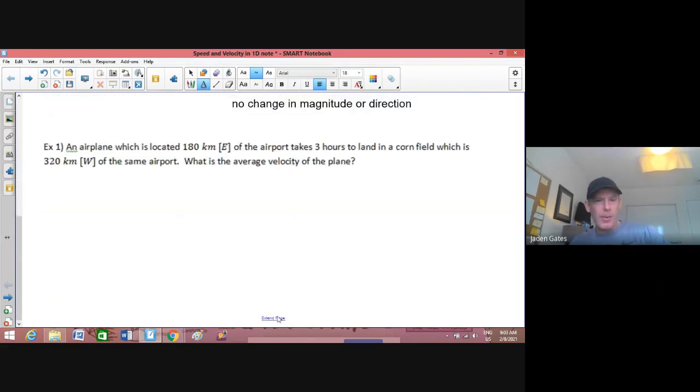So I have example one here. An airplane is located 180 kilometers east of the airport. It takes 3 hours to land in a cornfield, which is 320 kilometers west of the same airport. What is the average velocity for the plane? Velocity. So again, here's what I'm going to be using: V is equal to delta D, again with a little arrow, over T or delta T. Doesn't matter.